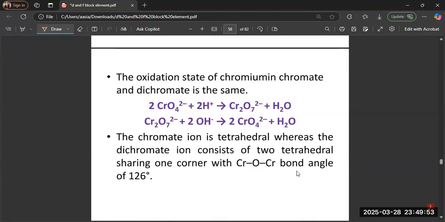Okay, now see the oxidation state of chromium. See here, in chromate and dichromate the oxidation state is the same. And we know that the chromate ion is tetrahedral, whereas the dichromate ion consists of two tetrahedra sharing one corner with a Cr-O-Cr bond angle of 126 degrees. Let's see how.